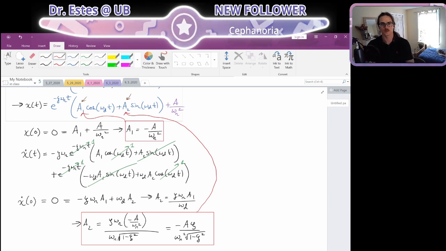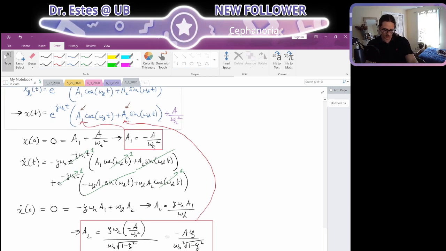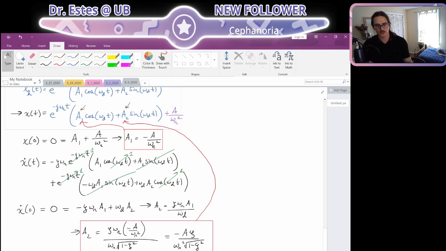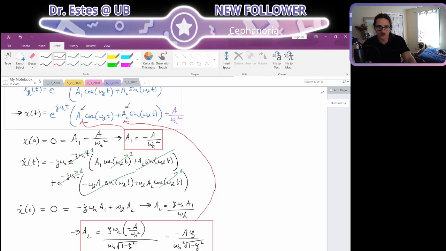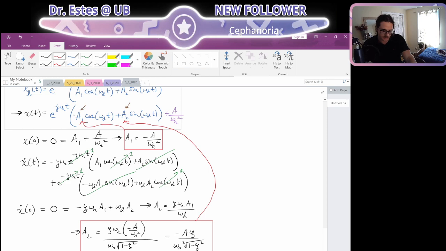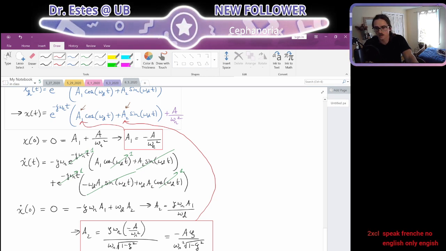So what happens is, just looking at this function, you can kind of already get an idea for what it's going to look like. There's going to be some oscillations that come from the cosine and the sine. Those are going to exponentially decay until they go away. But the system is going to approach a final value as t goes to infinity, and that final value is going to be a over omega n squared.